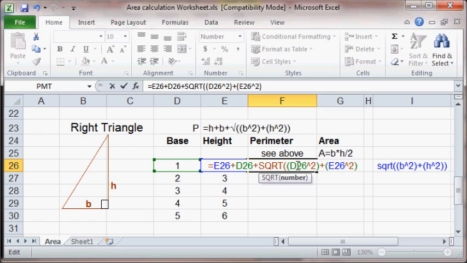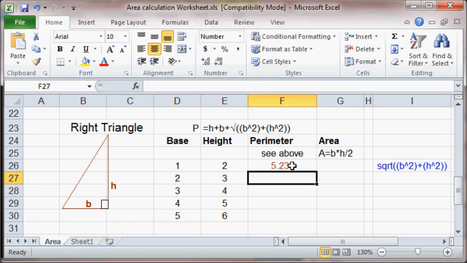Now I need to close the parenthesis for square root, so I'll add one more parenthesis. Notice the parentheses colors match. In other words, the green parentheses surround this and this operation, and the brown parentheses surround the entire function that's going to return the value that's square rooted. Okay, so I press enter, and I should have a value of 5.23.